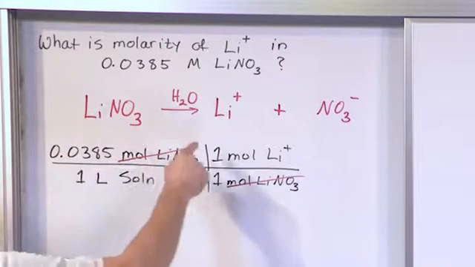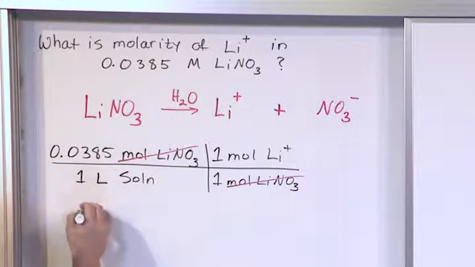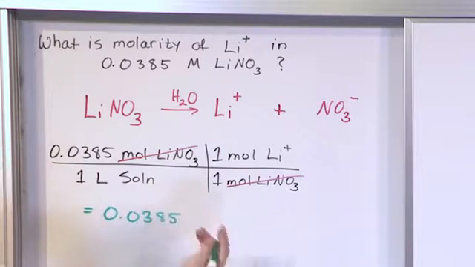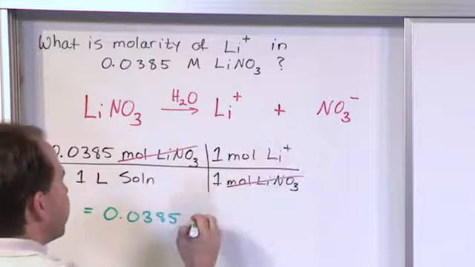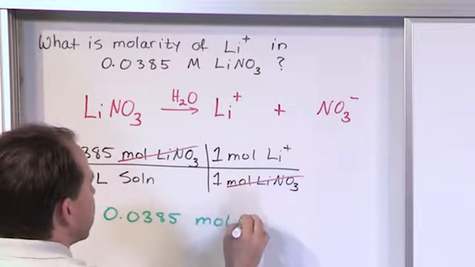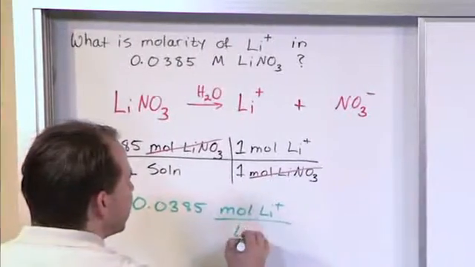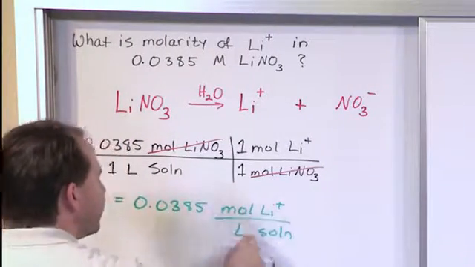0.0385 divided by 1 multiplied by 1. So what we're going to get is 0.0385. What is the unit? Moles of lithium ions per 1 liter of solution. Per liter of solution. Moles per liter, in other words.